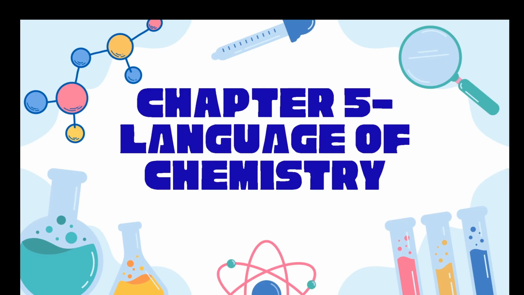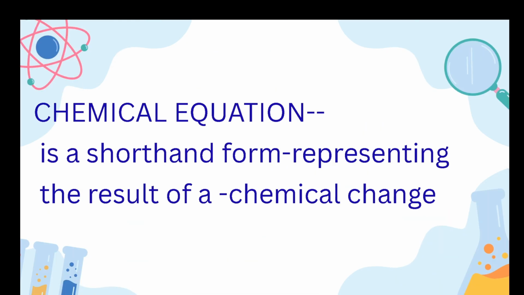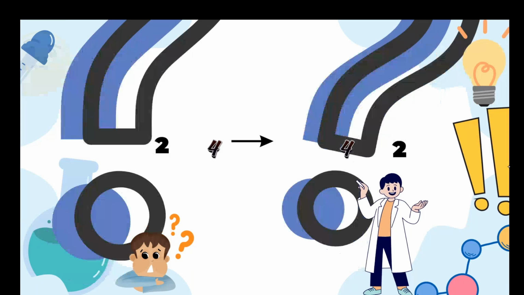In today's video, we will understand what a chemical equation is and what are the information and limitations of chemical equations. So let's get started. Let's define what a chemical equation is. It is a shorthand representing the result of a chemical change. So it is a shorthand form of how a given chemical reaction is taking place. The reactants are reacting to form the final products.